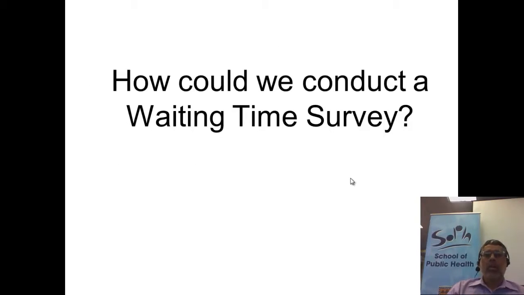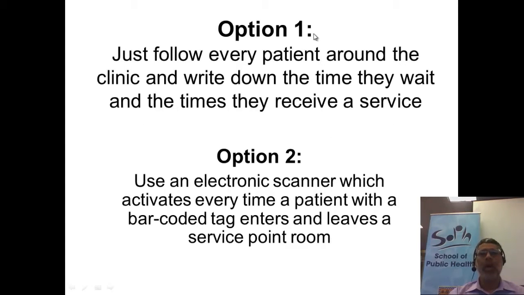So, all those wonderful things you can do with a waiting time survey, but how then could we conduct a waiting time survey? Well, option 1. You could follow every patient around the clinic or community health center or hospital and then write down the time they wait and the time they receive a service. This would be very easy to do. However, you would need one field worker per patient, which would be very expensive and would result in congestion of the facility, especially if it's a small facility, because you are automatically doubling the amount of people there.